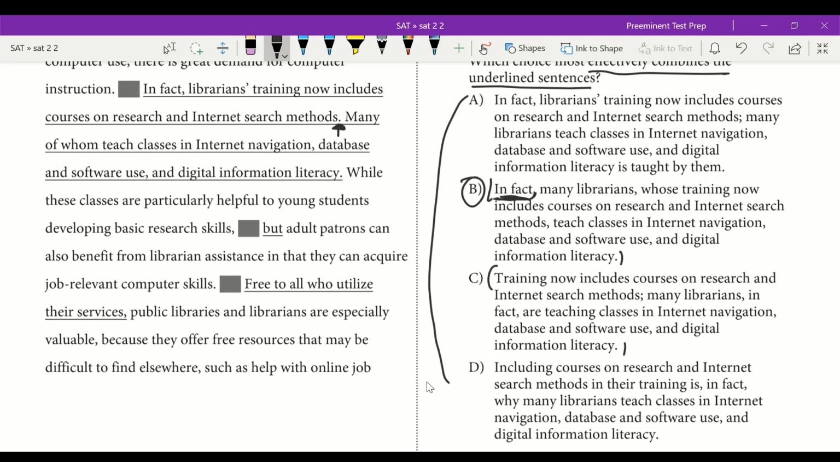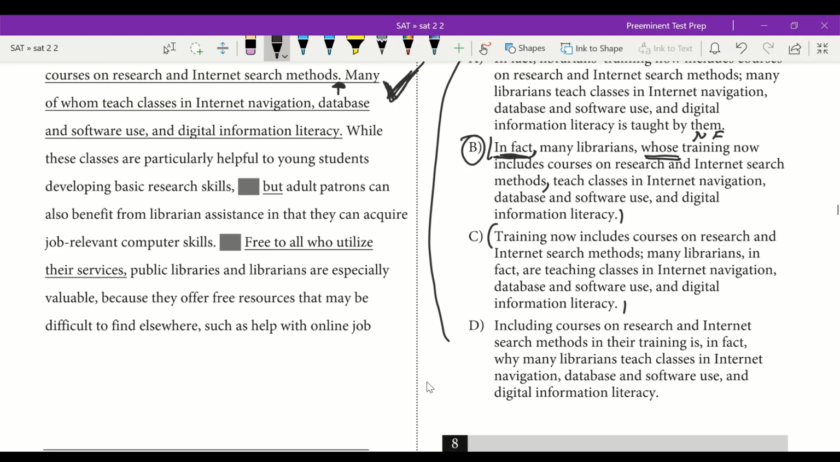And then we have "many librarians." And then we have our non-essential phrase, "whose training now includes courses on research and internet search methods," "teach classes in internet navigation, database and software use, and digital information literacy." Well, that hits all the points we touched on in our two sentences here. It's grammatically correct because we have our non-essential phrase. So now we're left with, "In fact, many librarians teach classes in internet navigation, database and software use, and digital information literacy." So we know that that's grammatically correct. It hits all our major points. It connects the two sentences, so we're going to pick B, and we don't even have to look at the other ones.